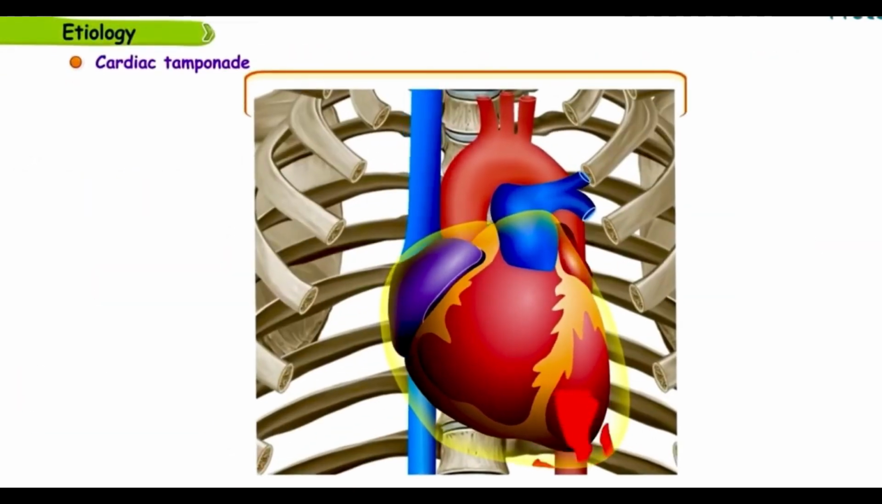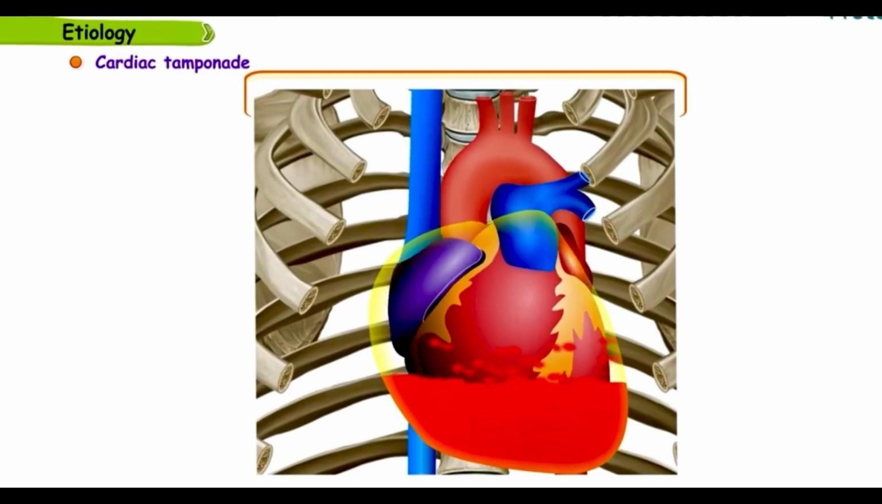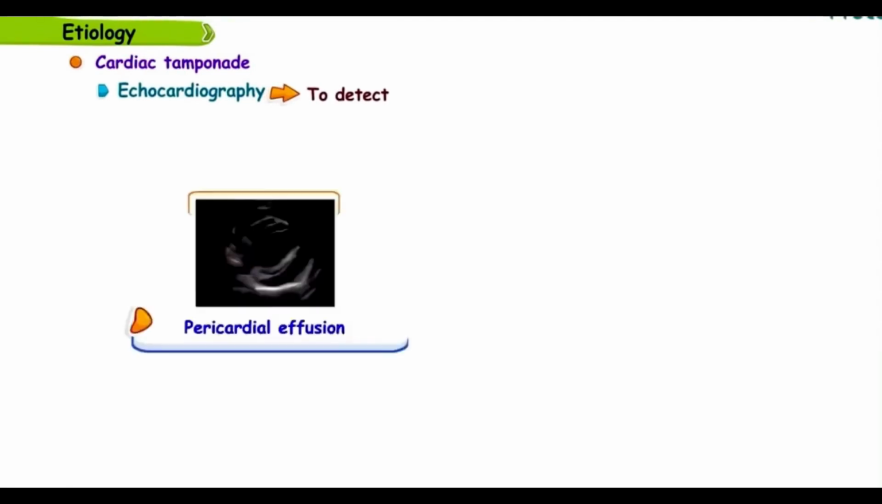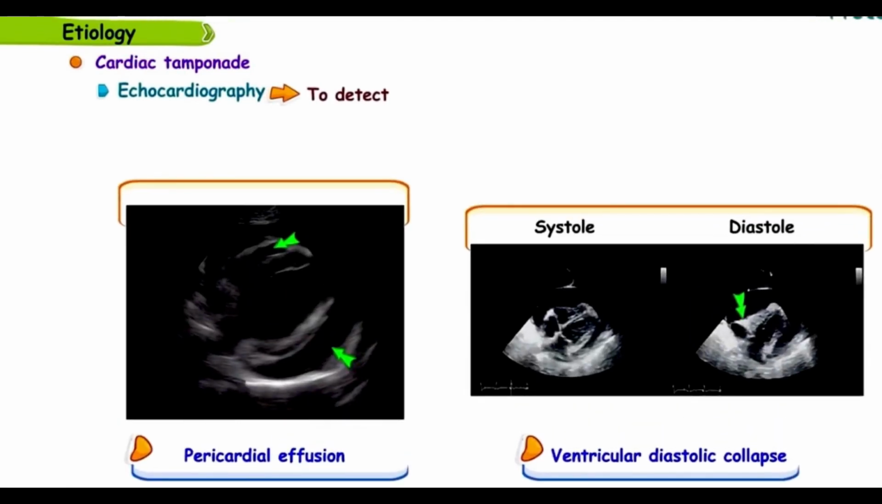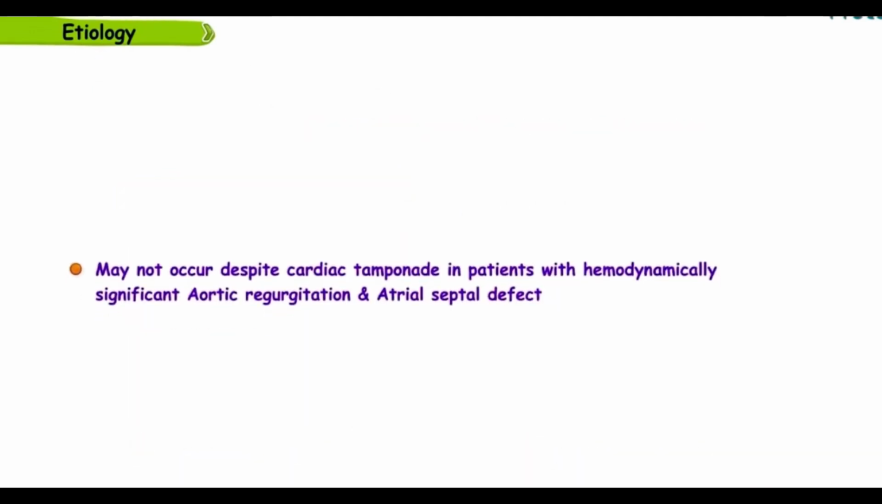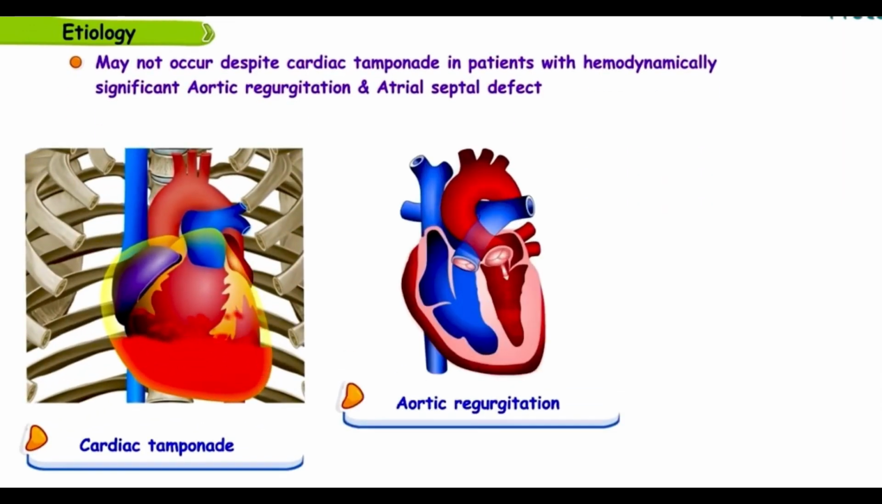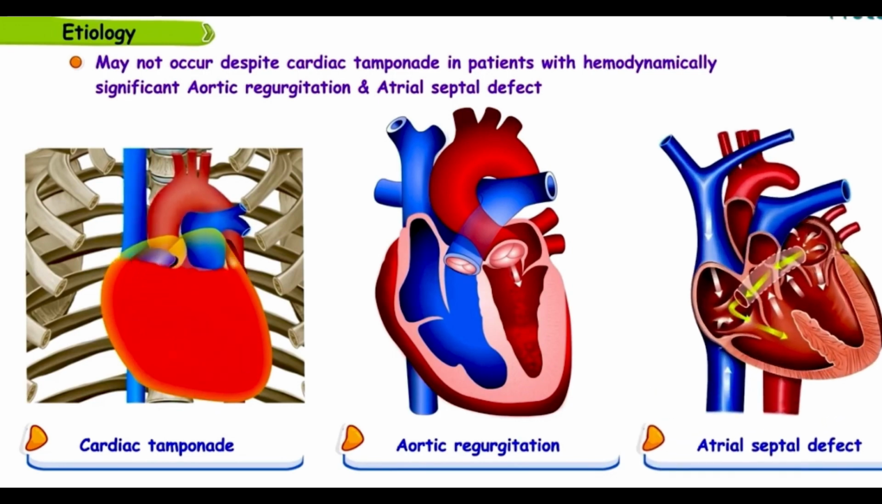Etiology of Pulsus Paradoxus. Pulsus Paradoxus is an important physical finding in cardiac tamponade. In patients with suspected cardiac tamponade, echocardiography should be performed to detect pericardial effusion and ventricular diastolic collapse. Echocardiography is more specific and sensitive than Pulsus Paradoxus for the diagnosis of tamponade. Pulsus Paradoxus may not occur despite cardiac tamponade in patients with hemodynamically significant aortic regurgitation and atrial septal defect.